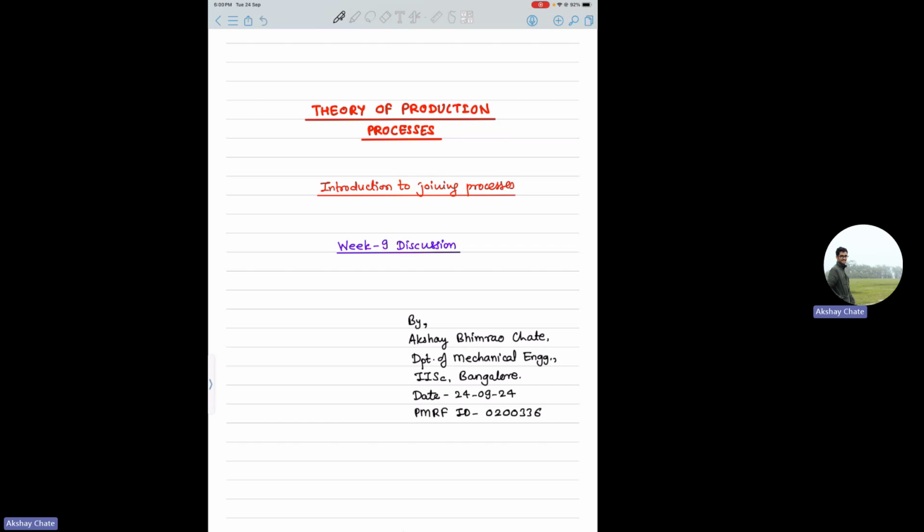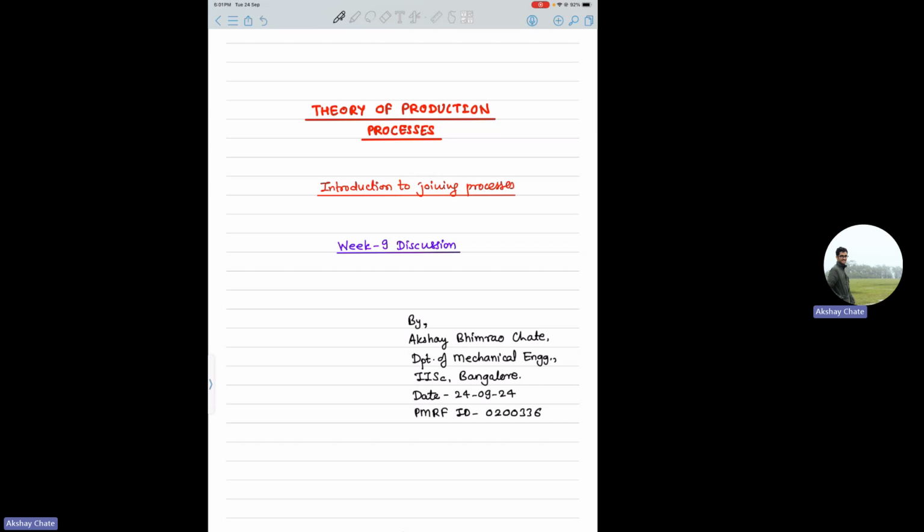When we say welding, we primarily consider metals, and in that also we primarily consider steels, because most of the metallic components which are practically used are made up of steels, various types of steels, not only mild steel, etc. But that's what we are dealing with predominantly. Today it will be the introduction for this joining processes topic.